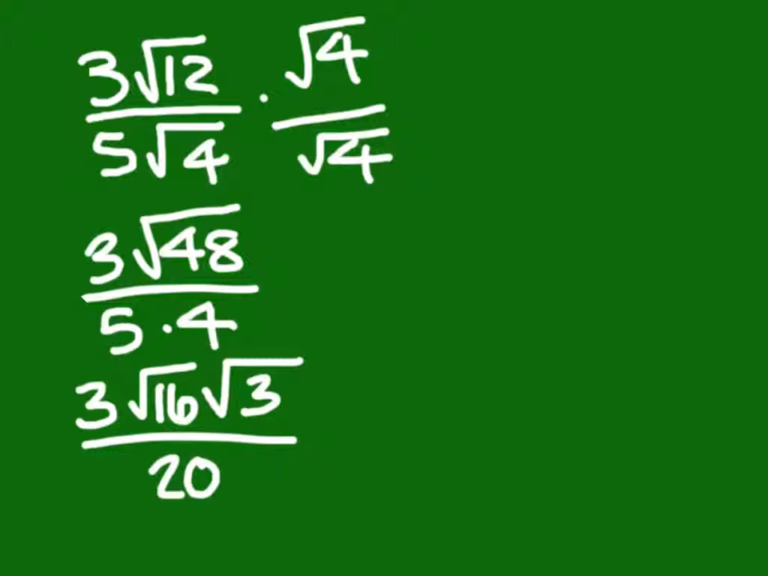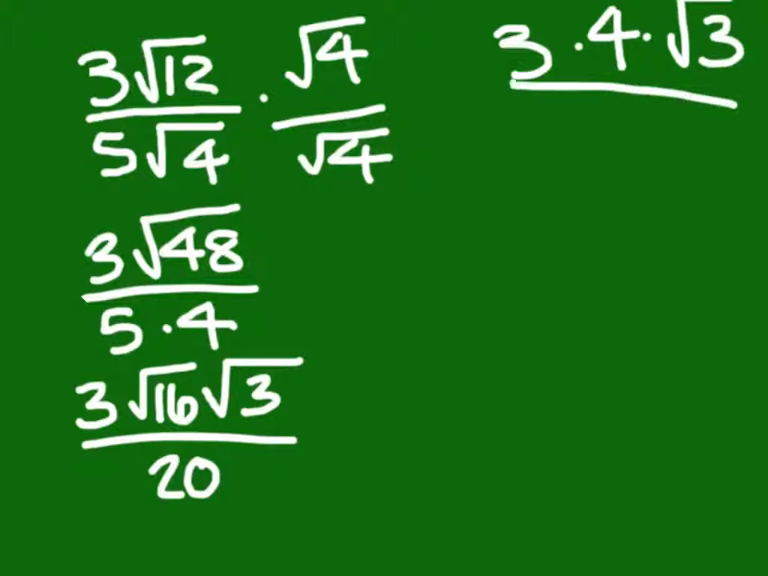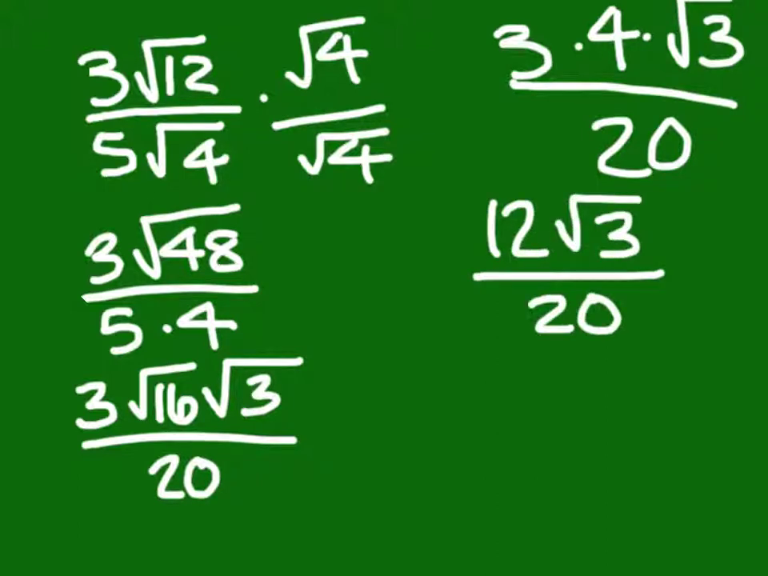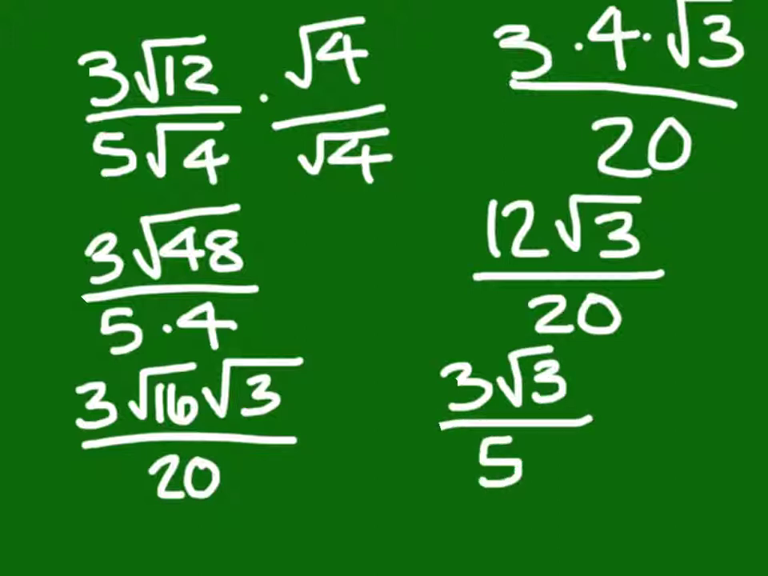So we have 3 times the square root of 16 is 4 times the square root of 3 all over 20. 3 times 4 is 12. We have 12 radical 3 all over 20. And now we want to see if 12 radical 3 over 20 reduces, which it does. 4 goes into both 12 and 20. So 12 divided by 4 is 3. We have 3 radical 3. And 20 divided by 4 is 5. So your final answer would be 3 radical 3 all over 5.